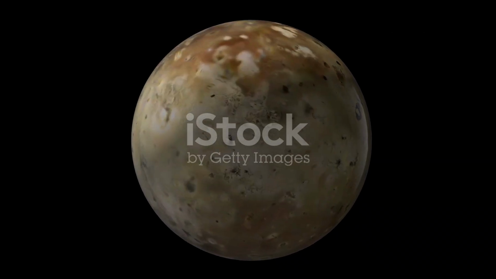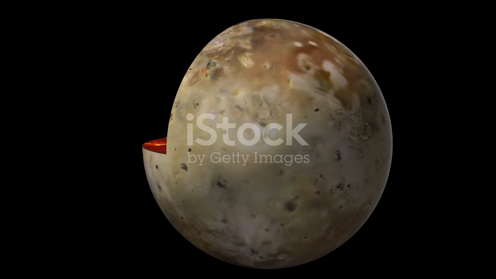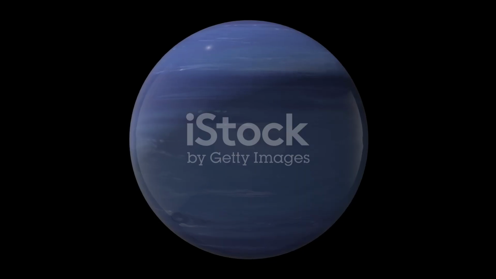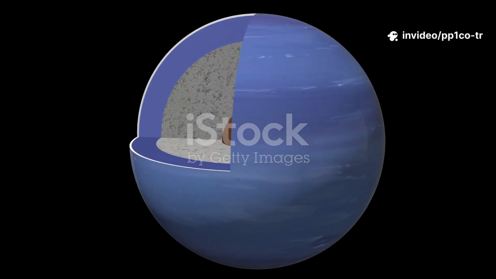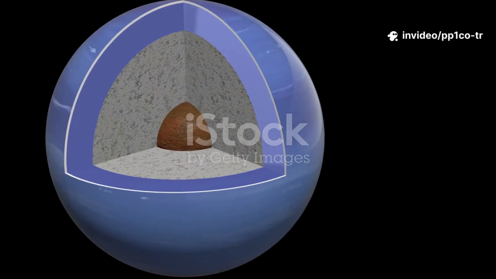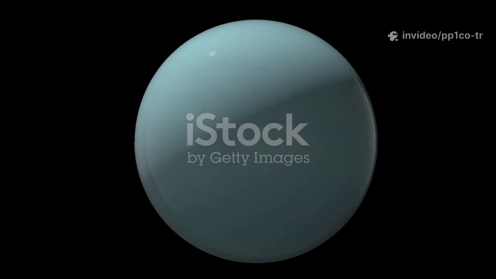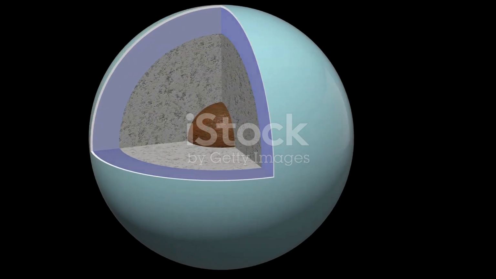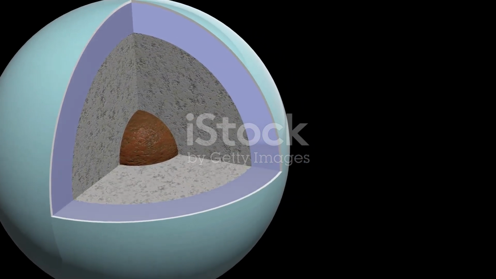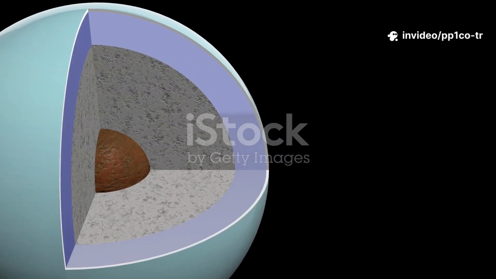A. Crust. Definition: the outermost solid layer of the Earth where we live. Thickness: continental crust, 30-70 kilometers thick. Oceanic crust, 5-10 kilometers thick. Composition: continental crust, mainly granite, sial, silica and aluminum. Oceanic crust, mainly basalt, sima, silica, and magnesium.